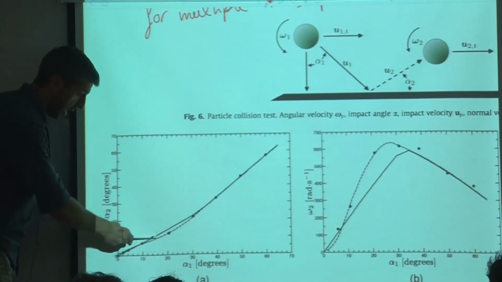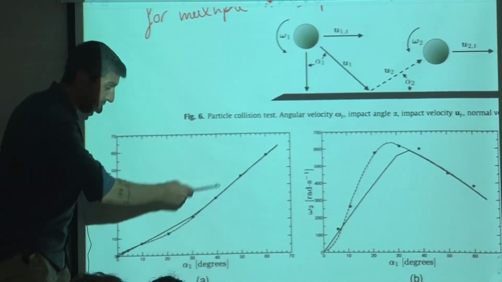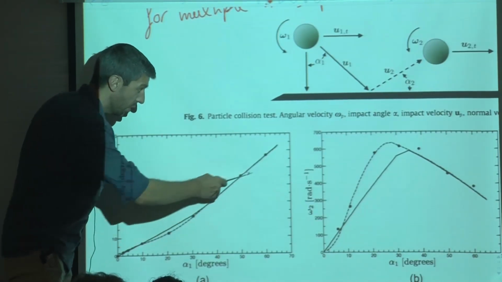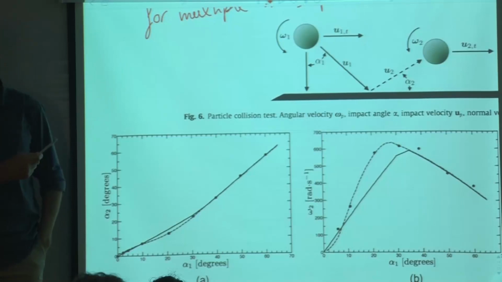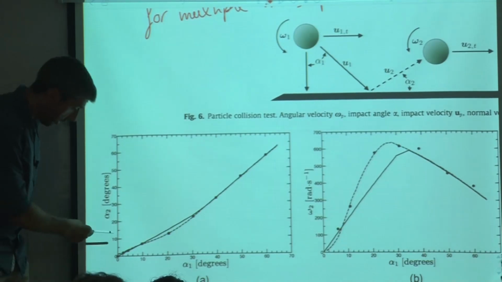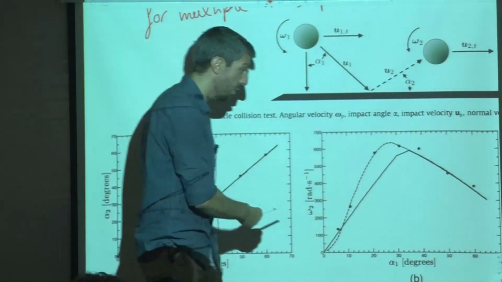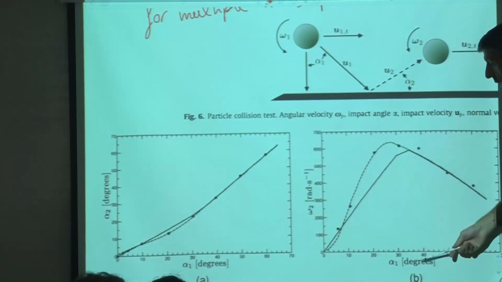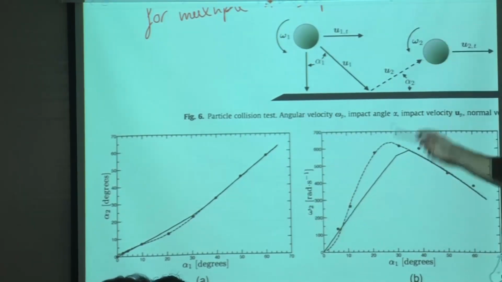The symbols here are the experiments. The dashed line shows how a well-fitted spring mass damper model, in both normal and tangential direction, behaves. You can see that it's beautifully capturing the rebound angle. And this is the same thing as a function of the incoming angle. This is now a measure of the rotational velocity, the angular velocity of the particle after the collision.